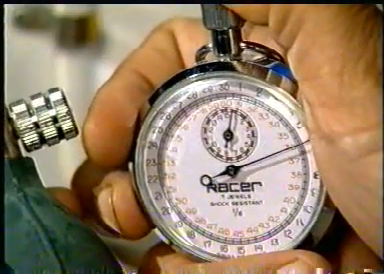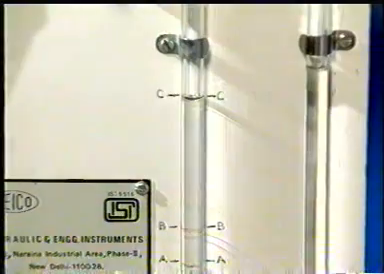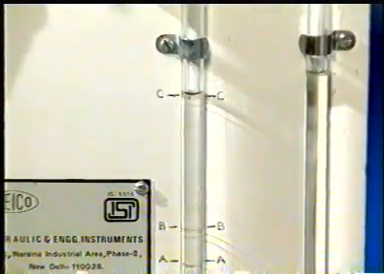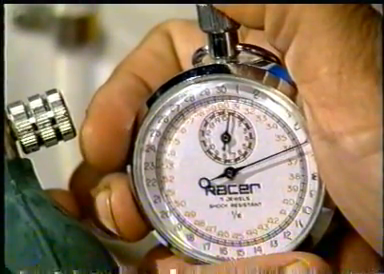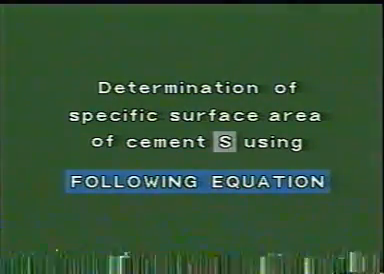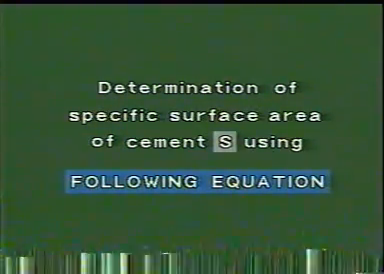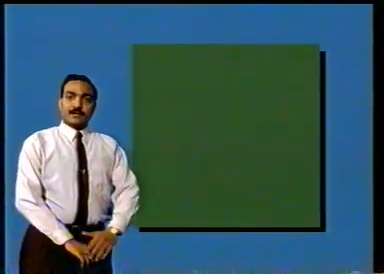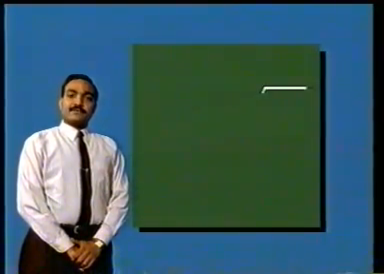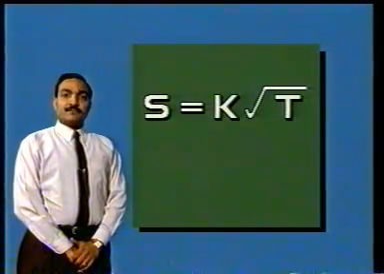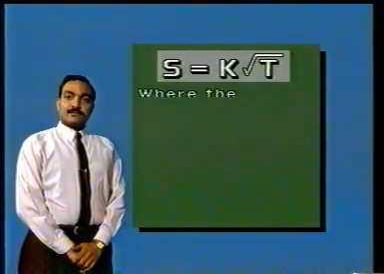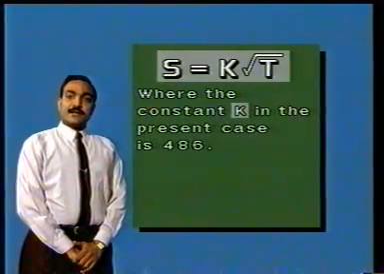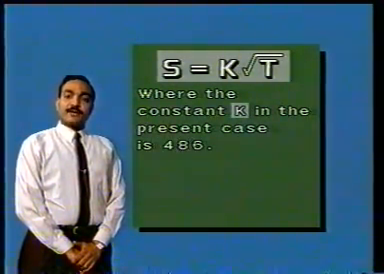Stop the stopwatch when the liquid just touches the mark and note the time T in seconds. In order to calculate the specific surface area of cement, we shall use the equation S is equal to K under the root T, where the constant K in the present case is 486.